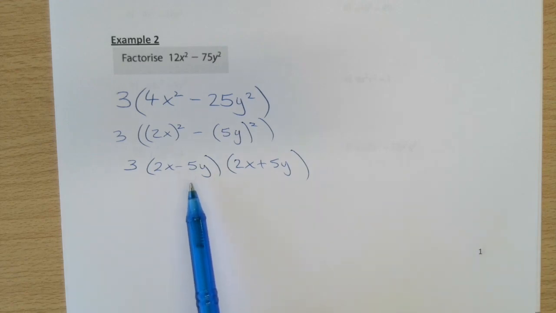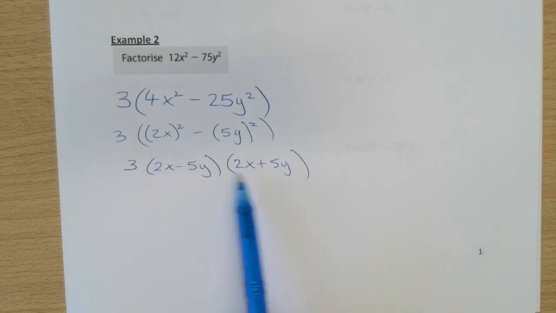If you want to check if your answer is right, split up your brackets, multiply them out, and multiply your answer by 3. And you'll see you'll get back to the original question.